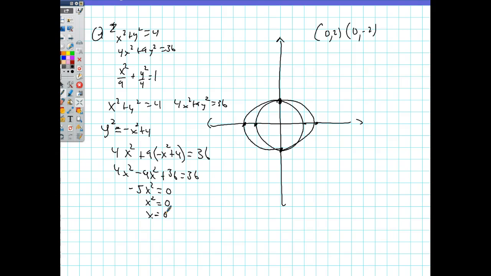Then I'm going to plug it into one of my two expressions. I don't care which one. I assume you'd plug it into this one, because otherwise you're silly. You got 0 squared plus y squared equals 4. That gives you y squared equals 4. How do I get rid of a square? Take plus or minus the square root. So you get y equals plus or minus 2. Aha! The answers are 0, 2, and 0, negative 2.